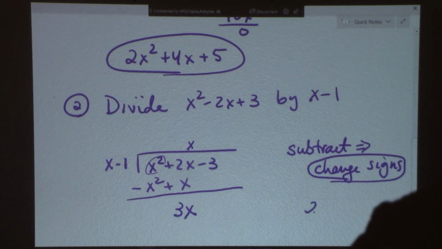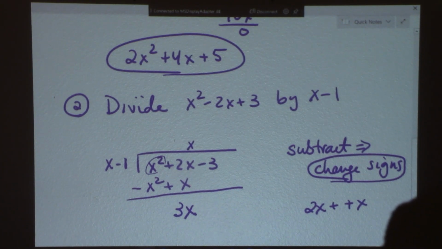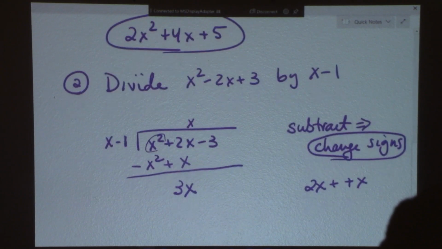Just remember, if I had 2x minus negative x, because I usually subtract, and that was a negative x, that's why it becomes positive. Okay? Now I ask myself, what do I multiply x by to get 3x? Oh, and I'm going to bring down my last term. Well, if I multiply by 3, I get 3x.